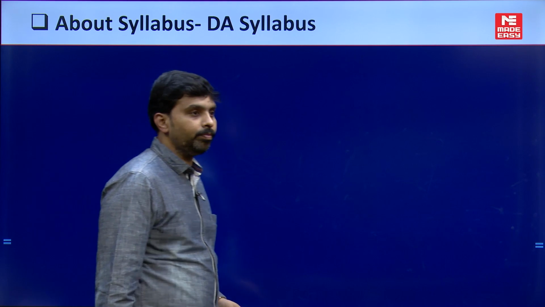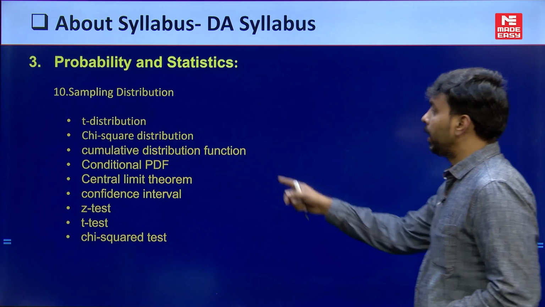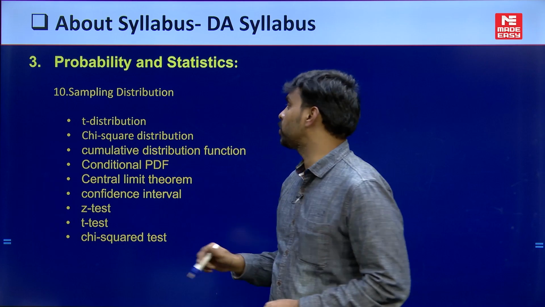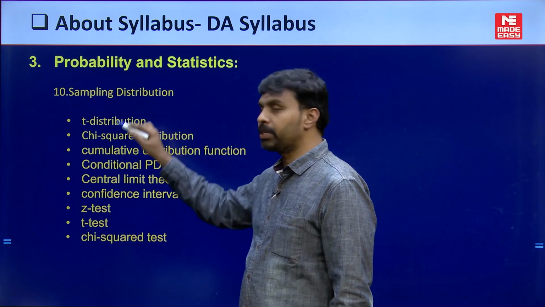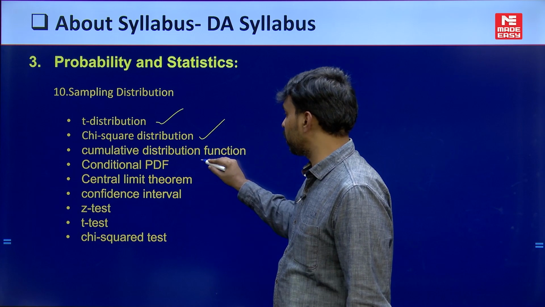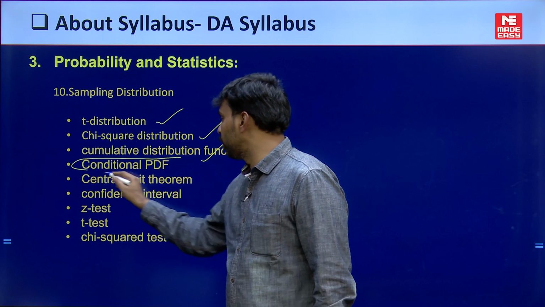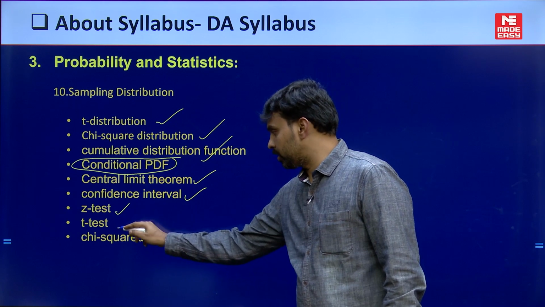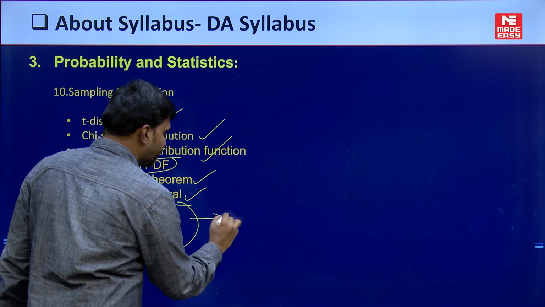Now there is another topic in probability and statistics, that is sampling distribution. This is completely statistics related. Here you will have the T distribution, chi-square distribution, and cumulative CDFs. Conditional PDF you will get in probability itself. Then the central limit theorem, confidence intervals, Z test, T test and chi-square test. These are the tests we use to test hypotheses.